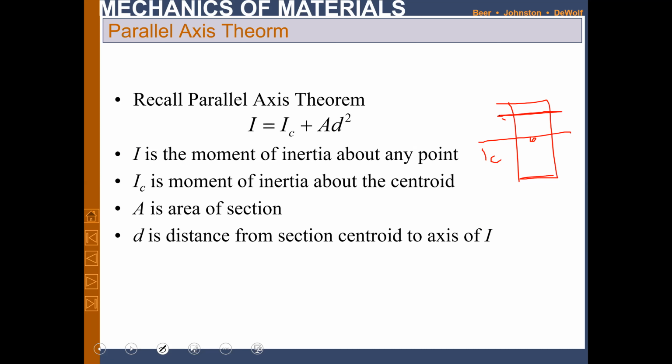So what we'll do? This IC plus this is the D distance and area of this section, whatsoever that is. There will be no difference between the area over here and the area over here, right? And D is the distance between the centroid and that particular plane on which you are interested to calculate I. So this is called parallel axis theorem.